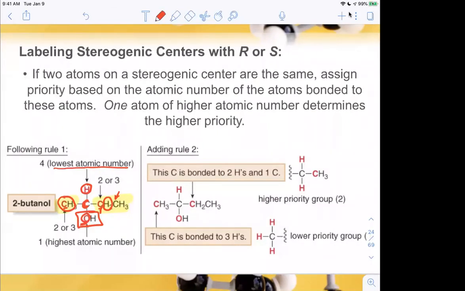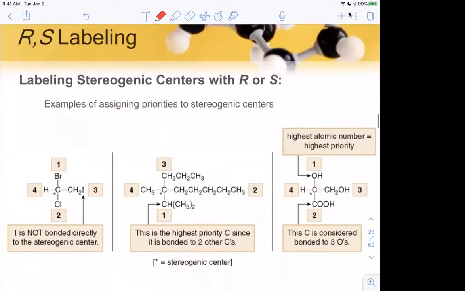Well, I'm going to look at what's next, right? I have the 2 carbons. This carbon is bonded to 2 hydrogens and 1 carbon. This carbon is bonded to 3 hydrogens. So this is lower priority because that is attached to this carbon. So then I'm going to number them from 1 to 4.